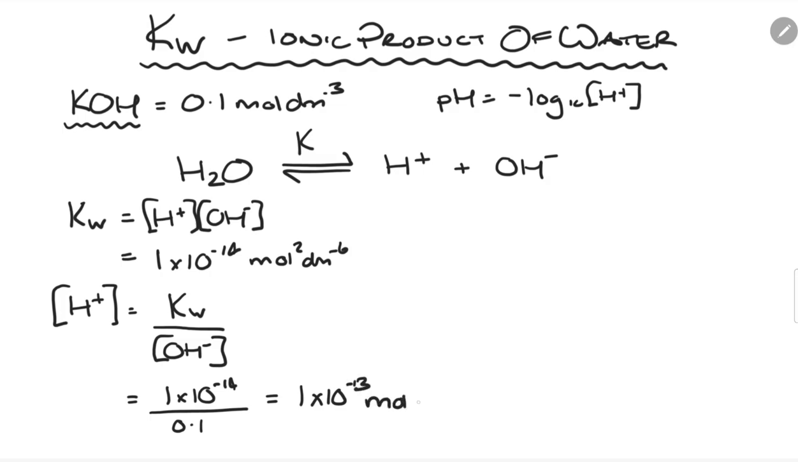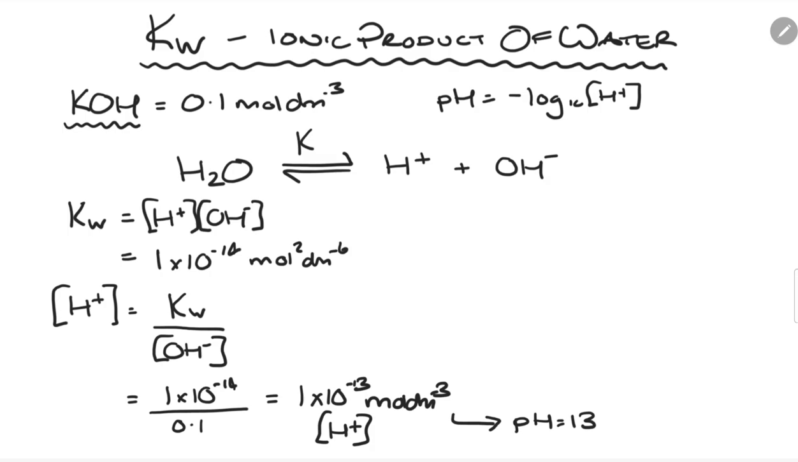So this will give us the concentration of the H plus ions. Because we're in aqueous solution and we've added some hydroxide, the equilibrium will be disturbed and produce 1 times 10 to the minus 13 moles per litre of H plus ions. This can then be placed into the pH equation, the minus log base 10 of the H plus ion concentration, and this would subsequently give us a pH of 13, which is quite reasonable for a strong alkali.